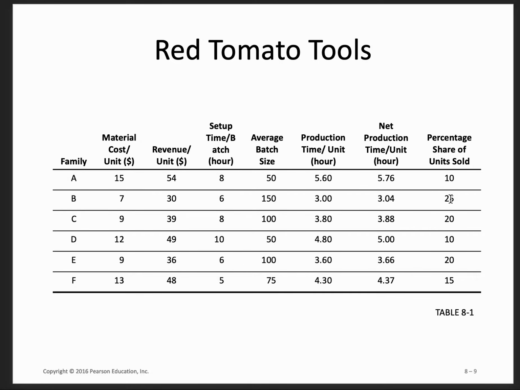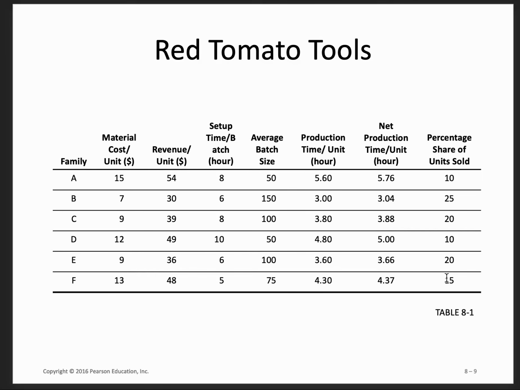A quarter of that is family B, so 2,560 divided by four is 640, or 615, so 615 units of family B, then some of family C. So you'd be doing 512 units of family B, 256 units of family D, 512 units of family E, and 378 units of family F. So these are the units that we're going to do based upon the percentage.